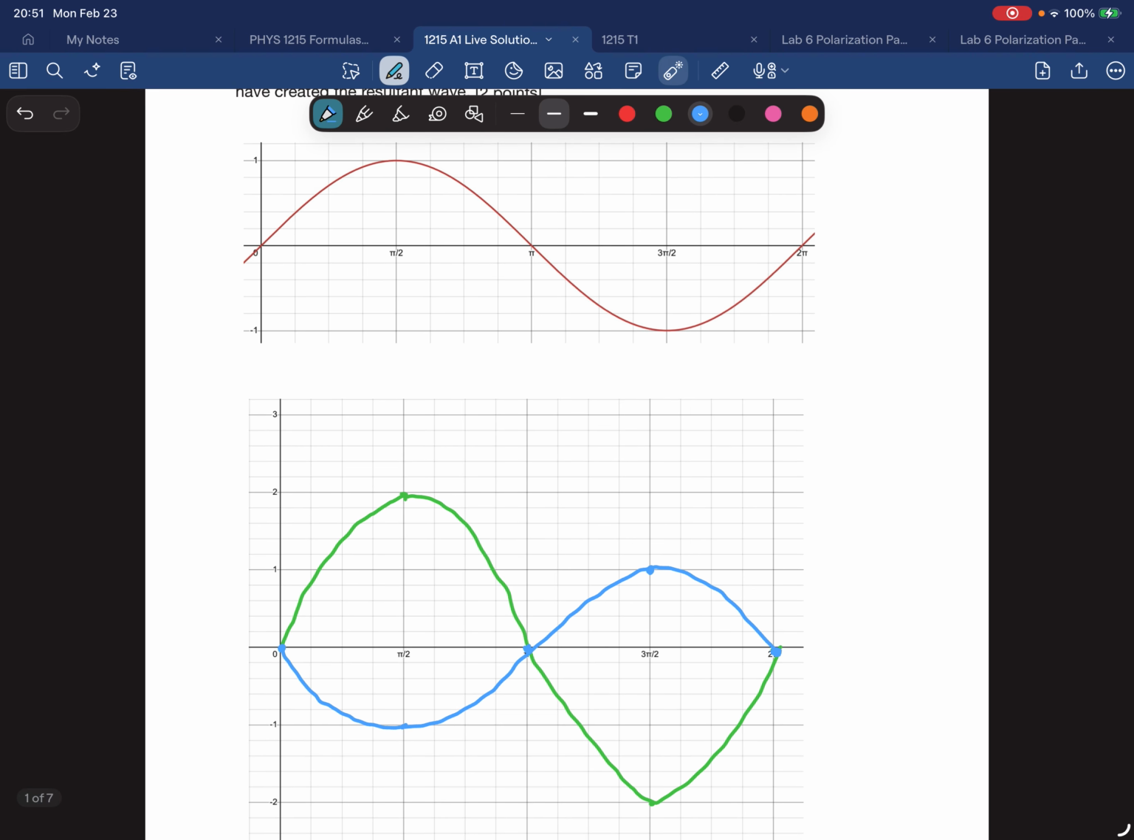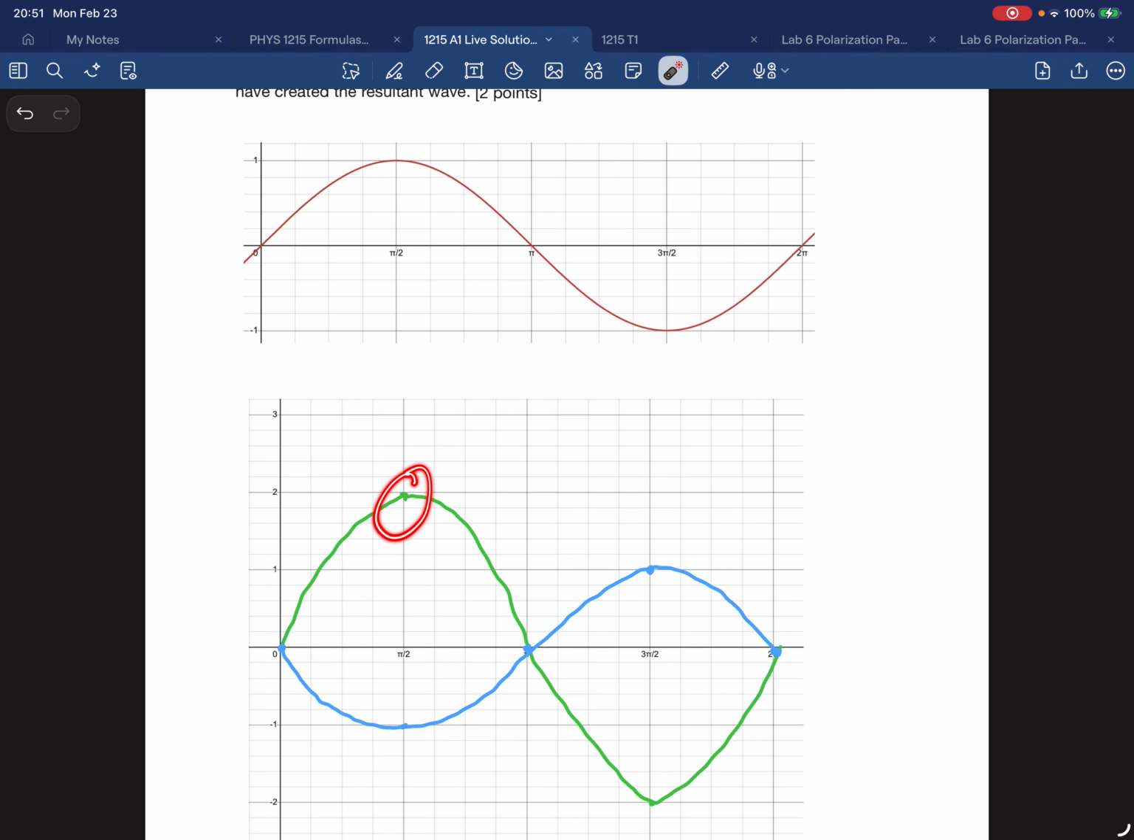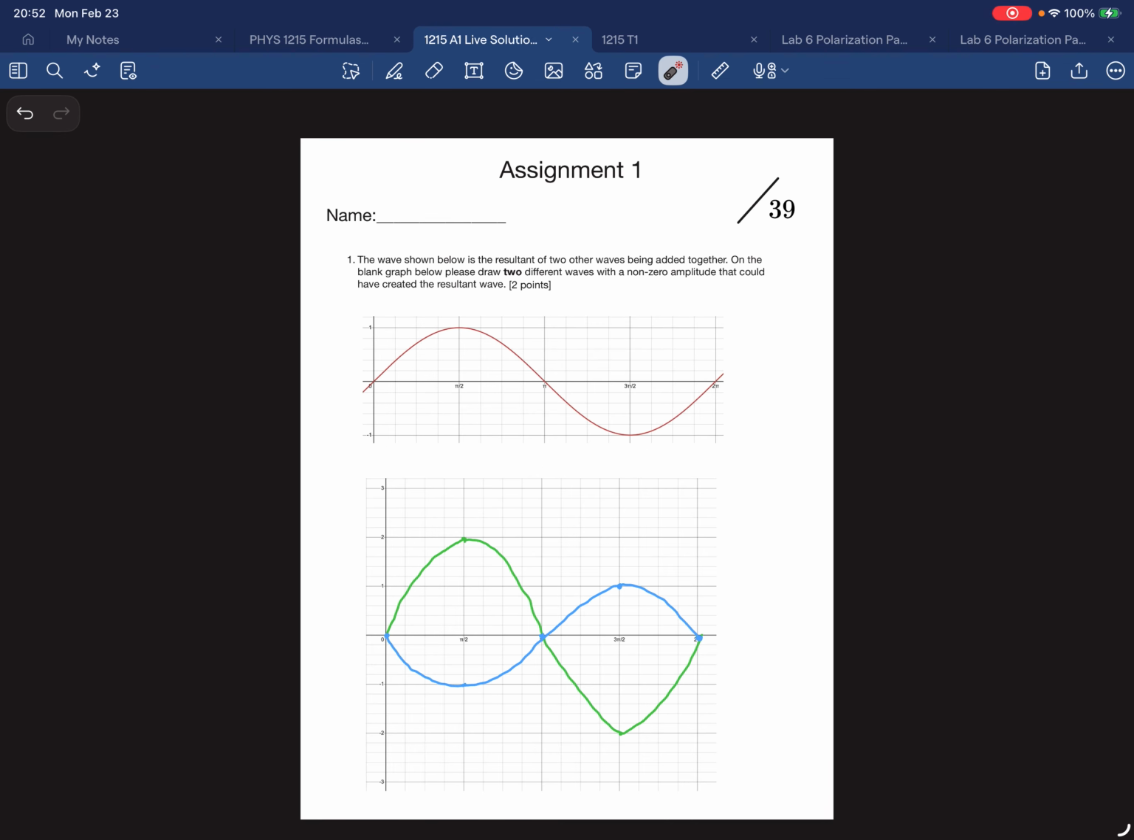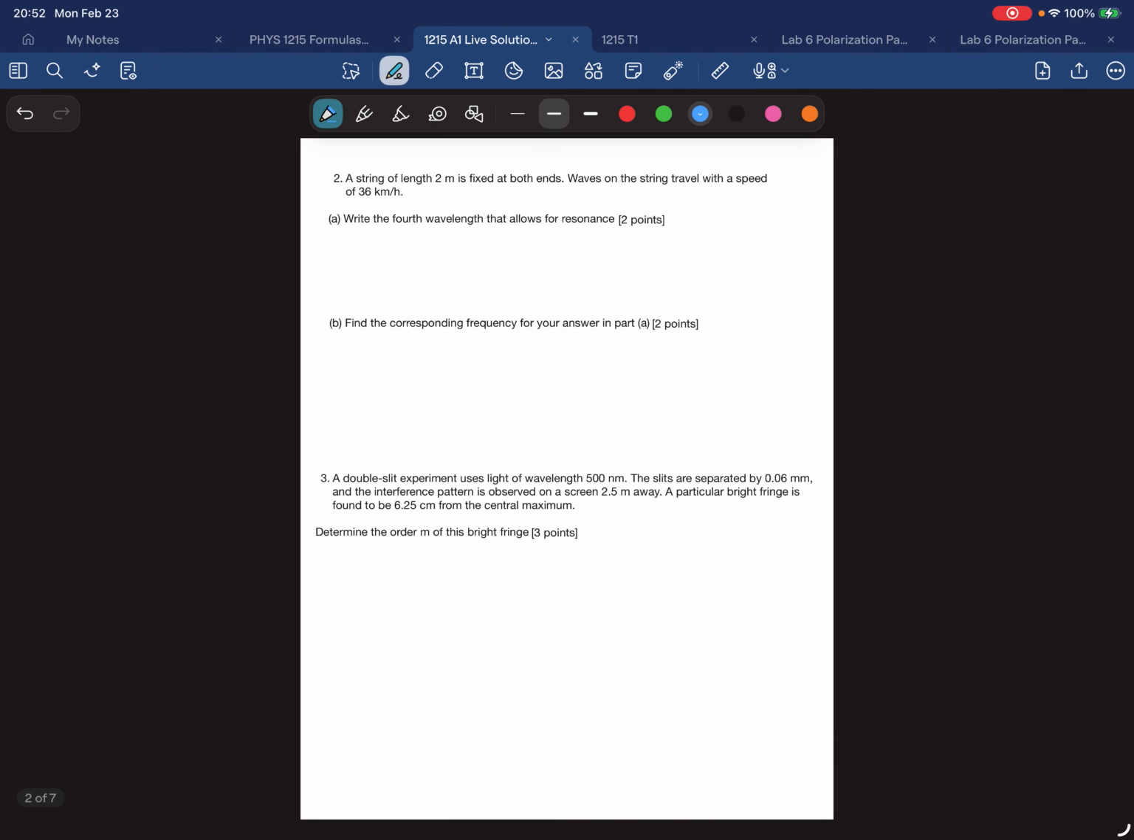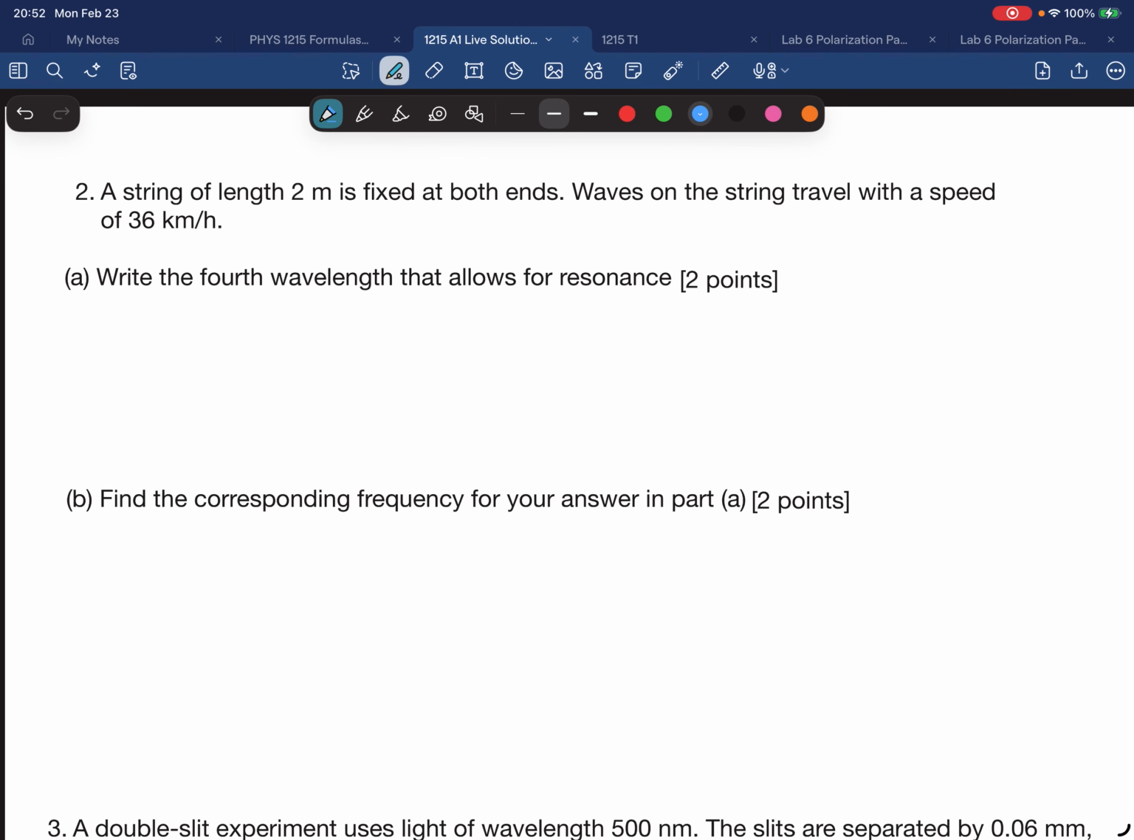So here we have positive 2 minus 1 gives us positive 1. The zeros all line up. And the same for here, we want negative 1, so we have positive 1 minus 2 gives us that negative 1 back. So that was question 1, pretty straightforward. On to question 2 here.